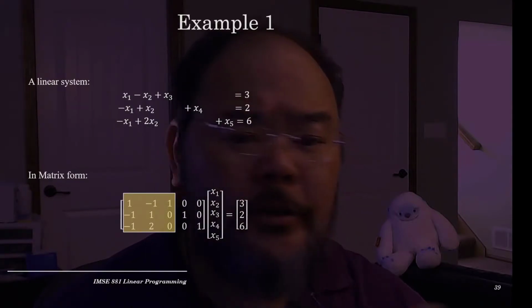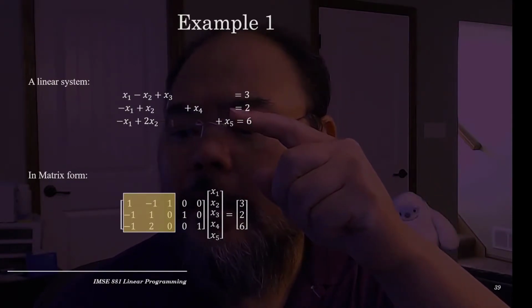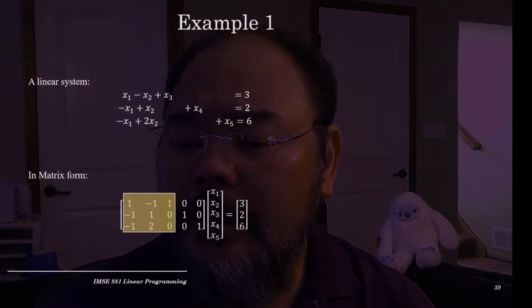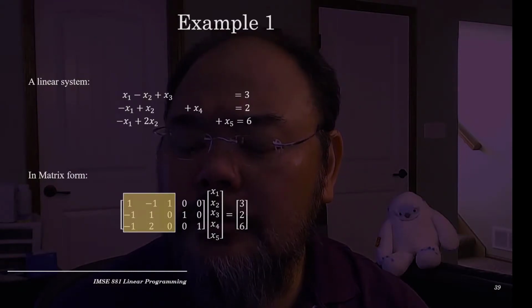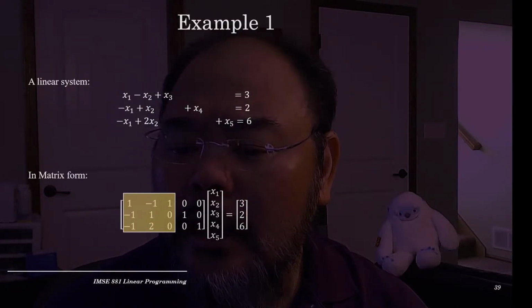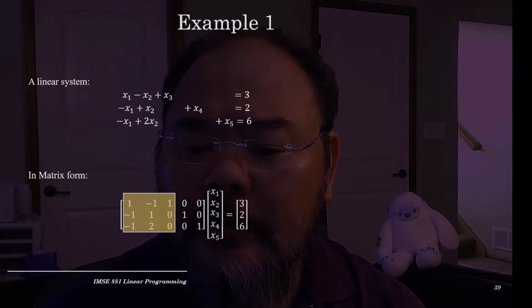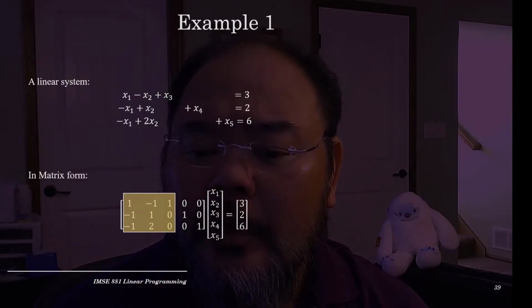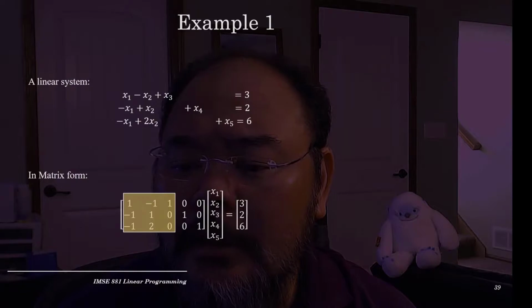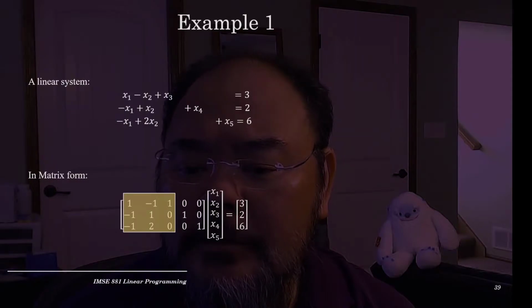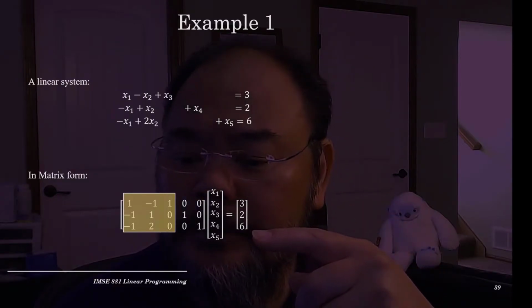First, we're talking about a linear system. Here is x1 minus x2 plus x3 equals 3, negative x1 plus x2 plus x4 equals 2, negative x1 plus 2x2 plus x5 equals 6. Here we particularly simulate a constraint of a linear program when the slack variables are added into the system. We can also put it into a matrix form like this.